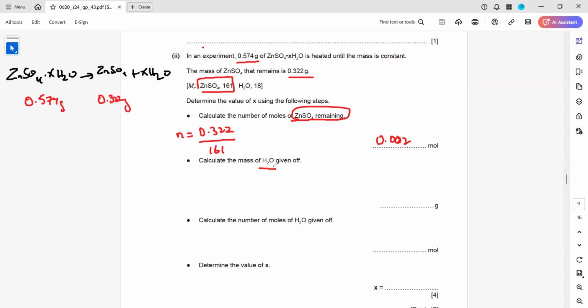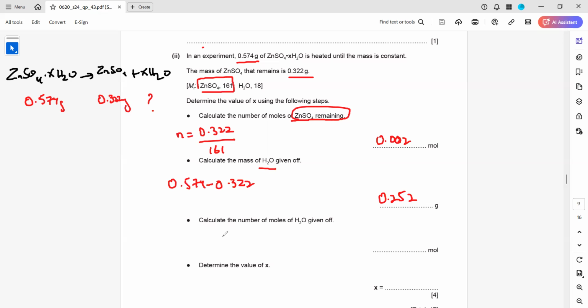Next is calculate the mass of water given off. This was the hydrated mass. This is the anhydrous mass. How will I know how much water is there? I just subtract, because I know the mass of hydrated and the mass of anhydrous. So that is what I did, 0.574 minus 0.322. Why did I not use a formula for the second part? Because I don't know the moles of the water. That's why. So this was 0.252 grams of water.